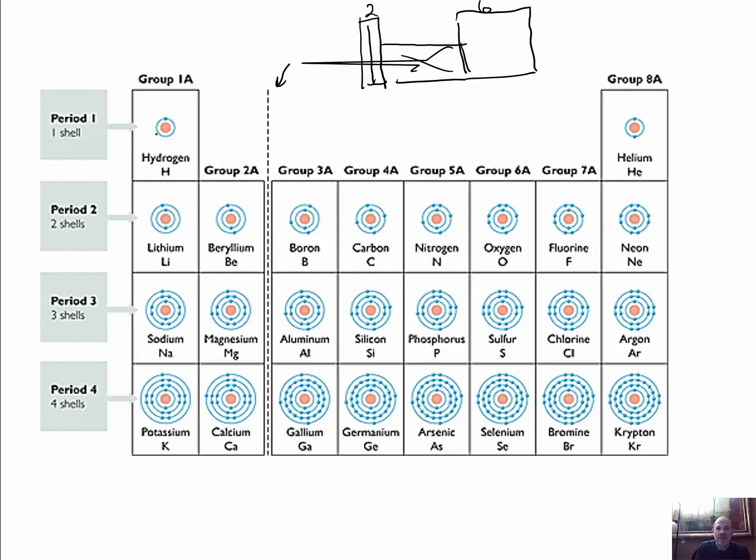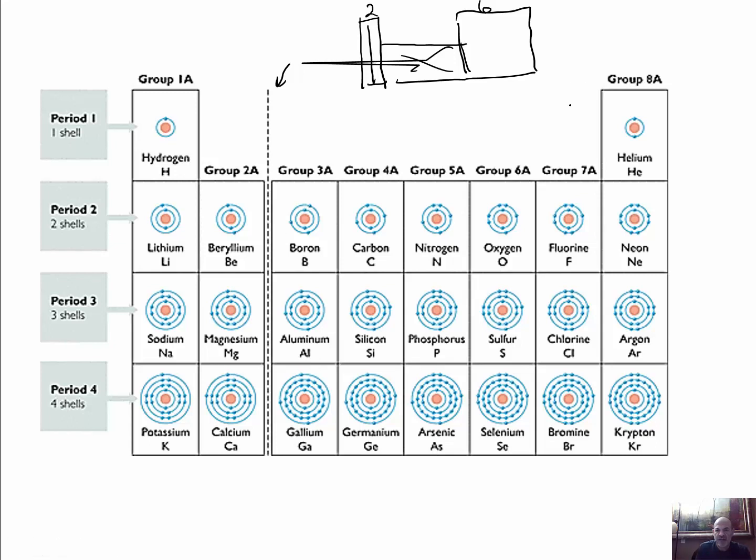Remember, these are not orbits. These are energy levels. The first energy level, and then the second energy level. And then if you look at all of those in the first column, hydrogen, lithium, sodium, potassium, and so on, and you look at the outermost shell, only 1 electron. So 1 valence electron there. Here in group 2A, those have 2 valence electrons, and all the way down.